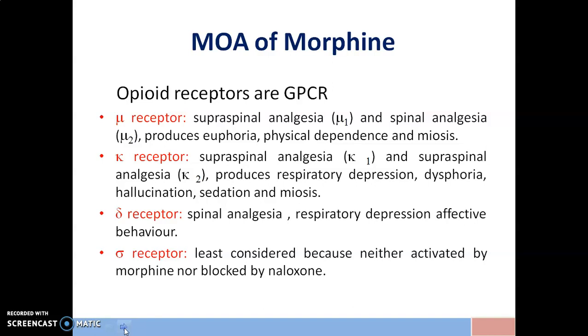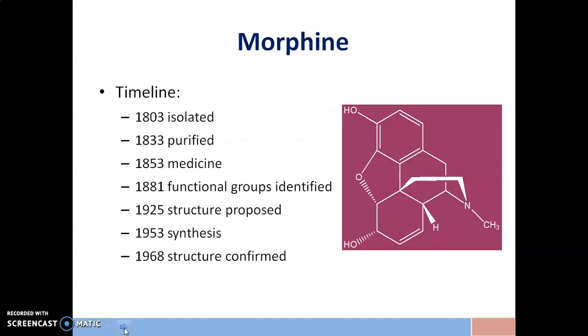Kappa receptors produce supraspinal analgesia, that is the kappa 1 receptor, and spinal analgesia by kappa 2 receptors. They also produce respiratory depression, dysphoria, hallucination, sedation and meiosis. Delta receptors induce spinal analgesia, respiratory depression and affective behavior. Whereas sigma receptors are least considered because they are neither activated by morphine nor blocked by naloxone.